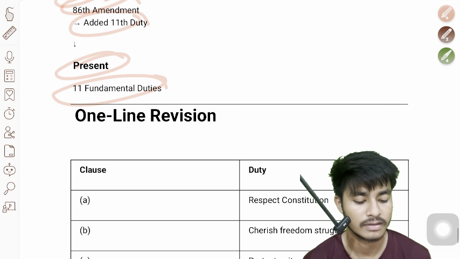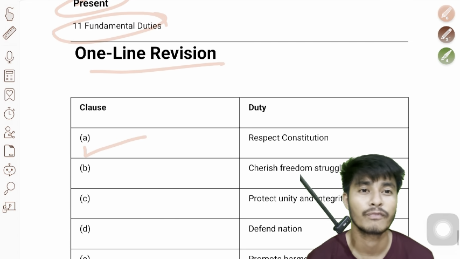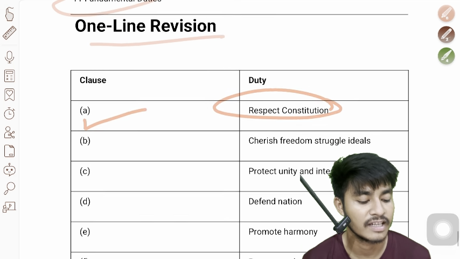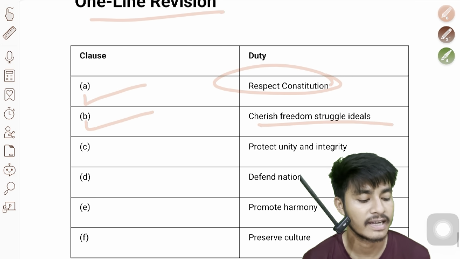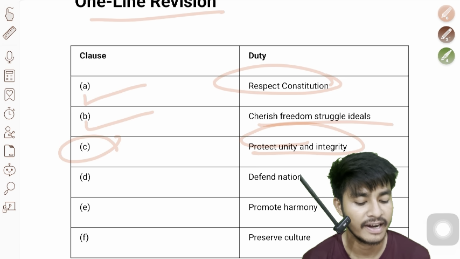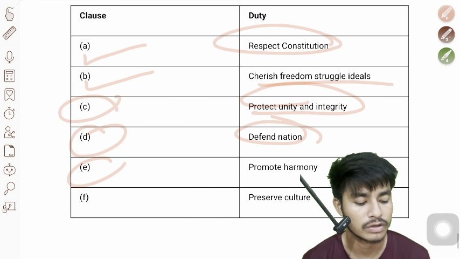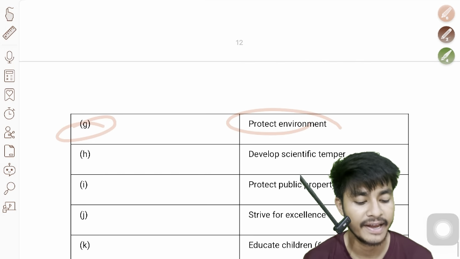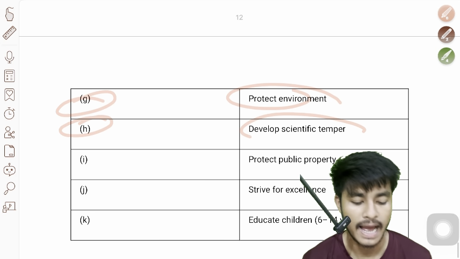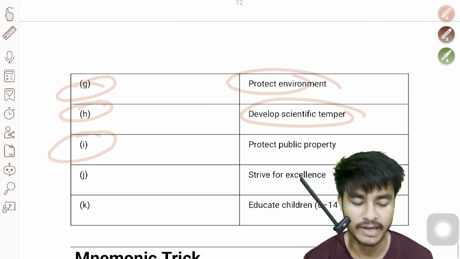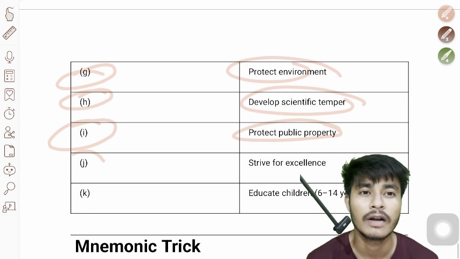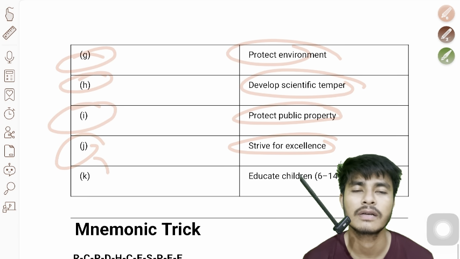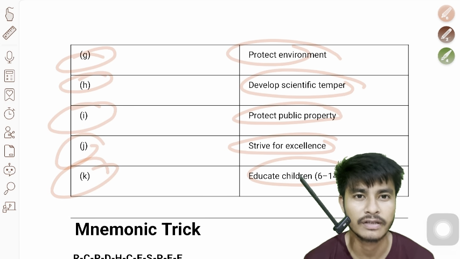Online revisions. Article 51A, sub-clause A talks about respect the constitution, and sub-clause B talks about cherish freedom struggle ideals, and C talks about protect unity and integrity, and D talks about defend the nation, and E talks about promote harmony, and F talks about preserve culture, and G talks about protect environment, and H talks about develop scientific temper, and I talks about protect public property. Nice. And we'll move to the next one. J talks about strive for excellence, and K talks about education of children aged 6 to 14 years.